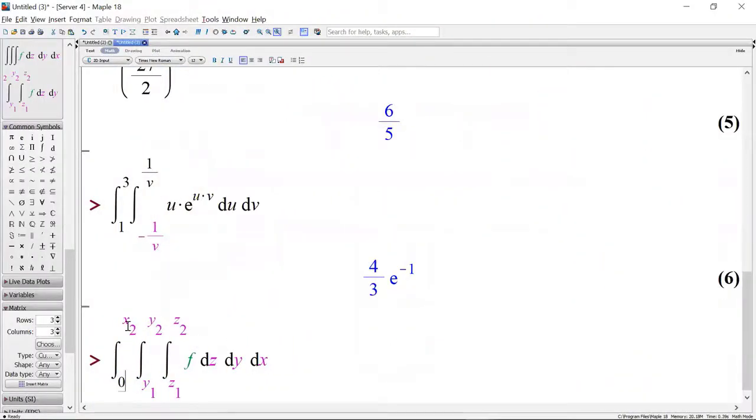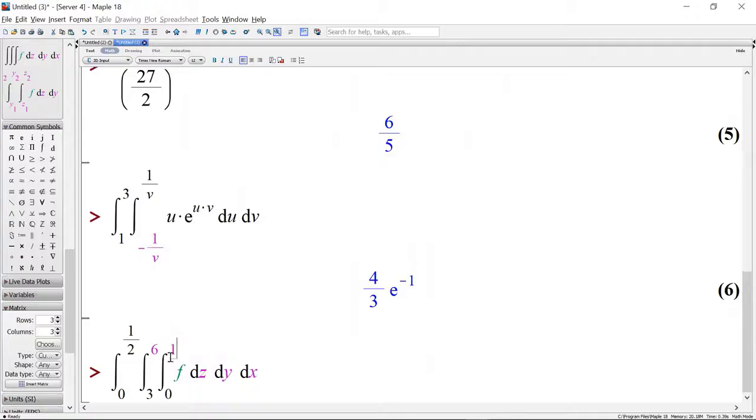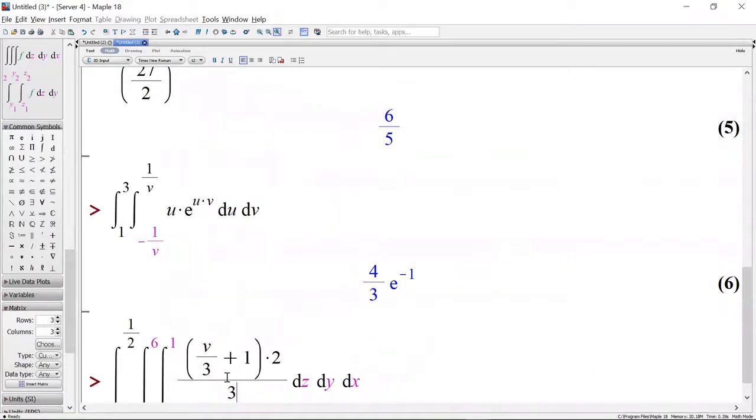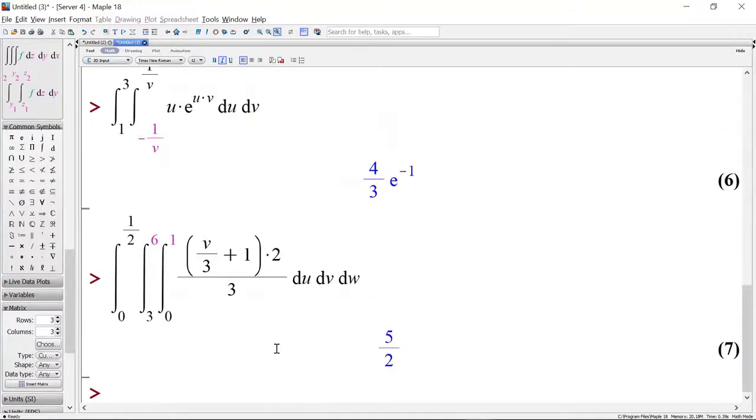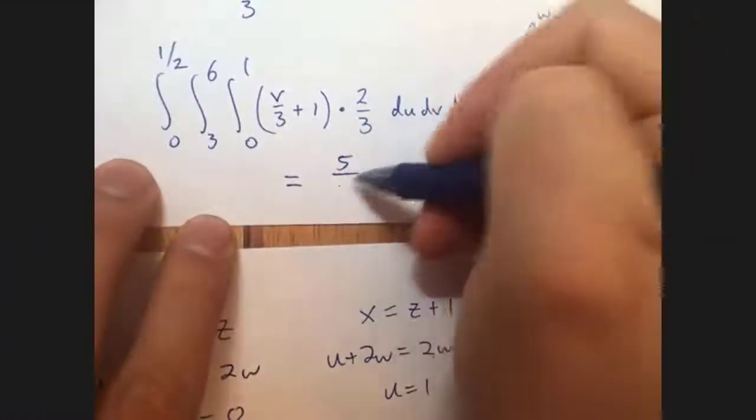So we had 0 to 1/2, 3 to 6, and 0 to 1. The integrand became v over 3 plus 1 multiplied by our Jacobian. Don't forget that. Okay, Maple wants to write it like this, whatever. du, dv, dw. There we have it, 5/2. Okay, equals 5/2.